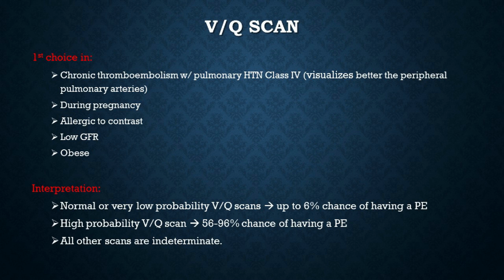The normal or very low probability VQ scans are associated with up to a 6% chance of having pulmonary embolism, whereas the high probability VQ scan is associated with a 56 to 96% chance of having pulmonary embolism, and all other scans are considered indeterminate.